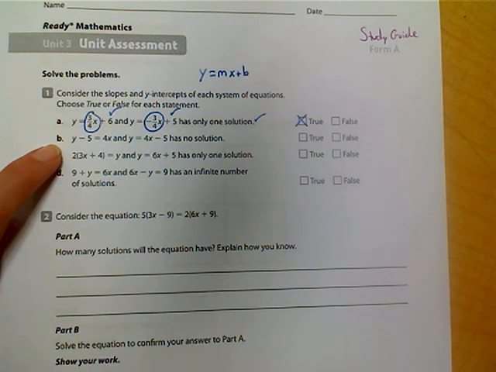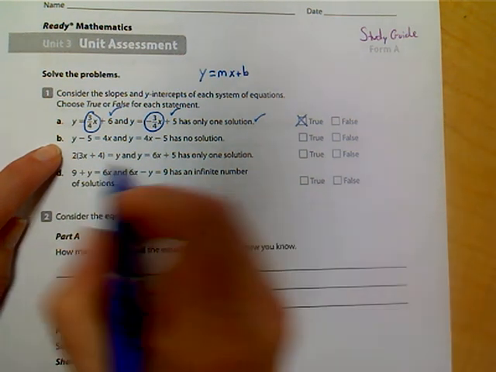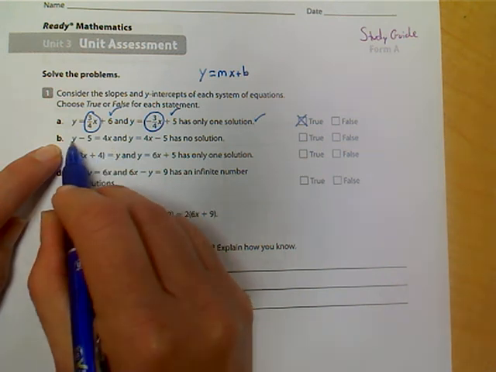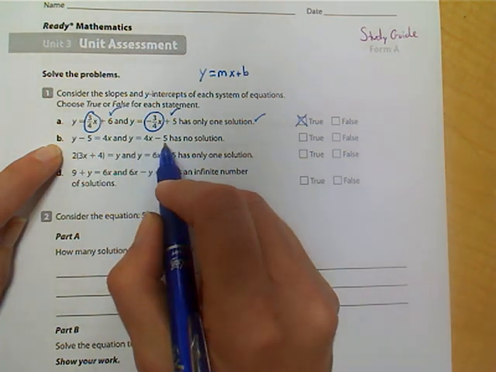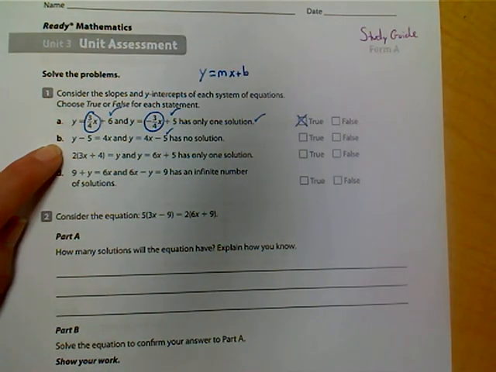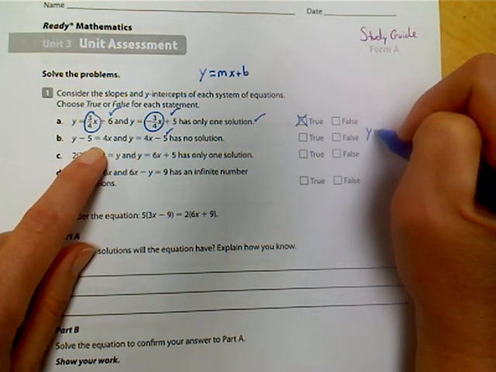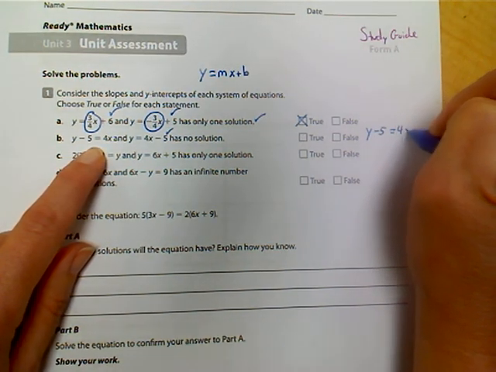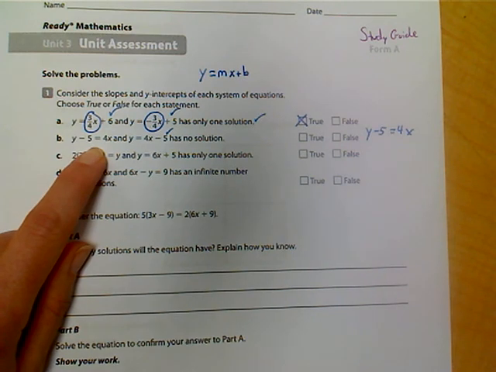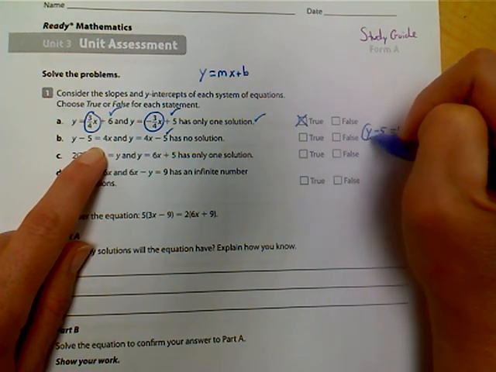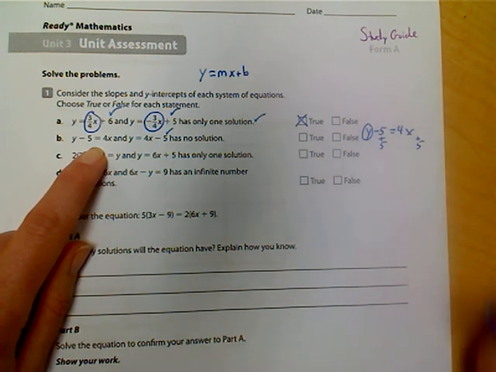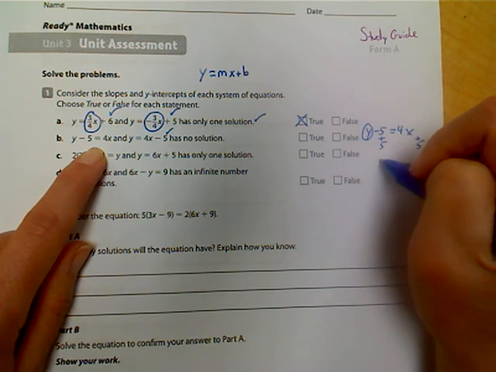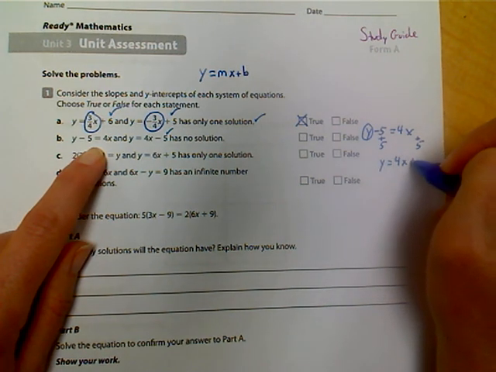Part B, they're asking, does this have no solution? Well, y minus 5 equals 4x is not in slope-intercept form. I have to get it in slope-intercept form. Y equals 4x minus 5 is in slope-intercept form. So I'm going to take this equation, I'm going to write it over here. Y minus 5 equals 4x. And I'm going to get it in slope-intercept form. Y needs to stay, the negative 5 needs to go on the other side. That is going to be your y-intercept. Y equals 4x plus 5.